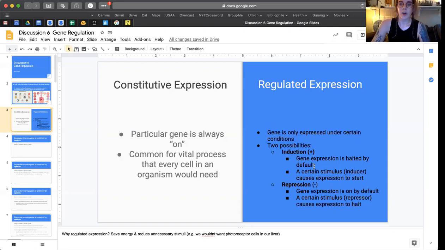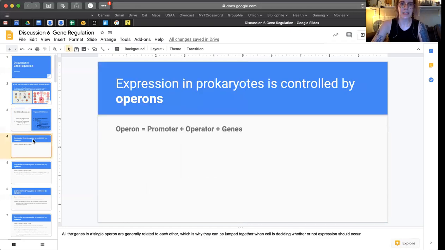But conversely, we can also have repression, which is also called negative regulation, which is the opposite of that, where we have this gene automatically be transcribed by default. So by default, the gene is on, unless we receive a certain stimulus or condition, called a repressor, that causes the expression to now halt. So something is telling the cell, we don't actually need this anymore, so you can stop doing what you're doing. So I'm going to go over how this actually happens.